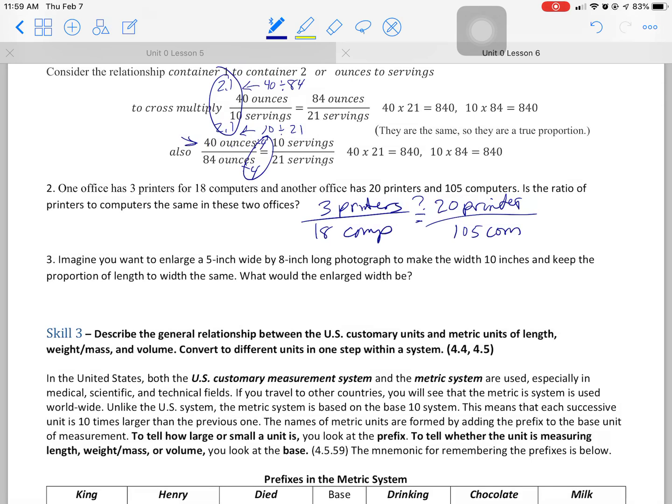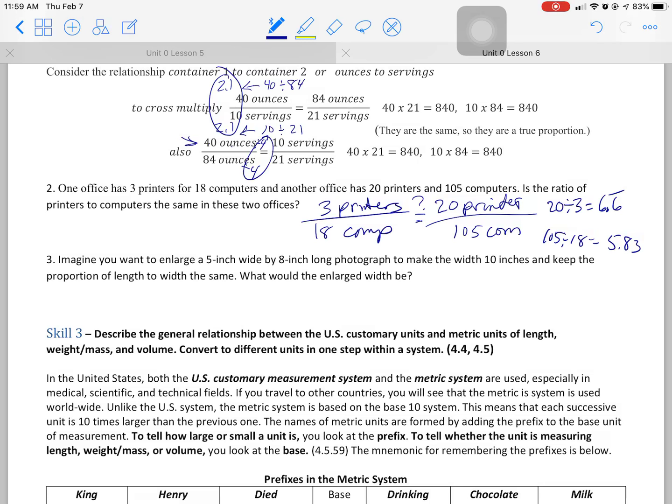So what is 20 divided by 3? It doesn't have to go in evenly. 20 divided by 3 is 6.6 repeating. 105 divided by 18 is 5.83. So they're not the same. So they're not proportions.